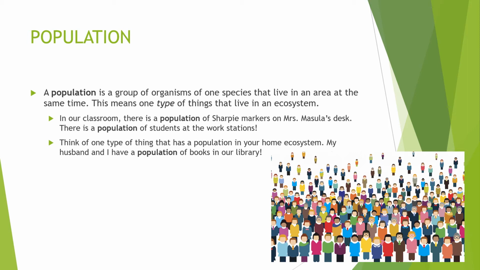So for example, there's a population of Sharpie markers on my desk. There's a population of students who sit at their workstations. Now think about a type of population in your home ecosystem. My husband and I have a population of books in our library. We have a population of clothes in our drawers. So think about one type of thing, living or non-living, that you have in your home ecosystem.